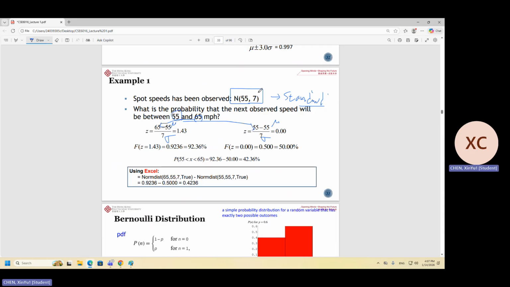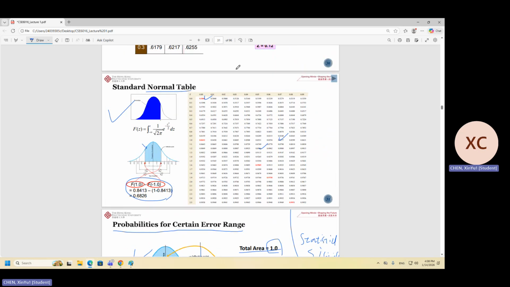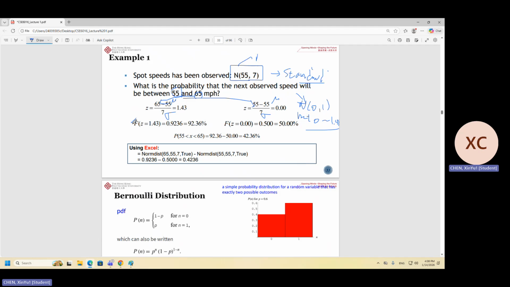It means that this can be transformed to the problem between 0 and 1.43. Same question. Okay, then based on the values in this table, we can calculate the CDF.